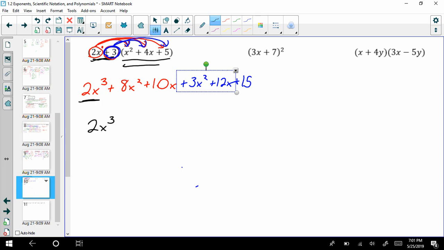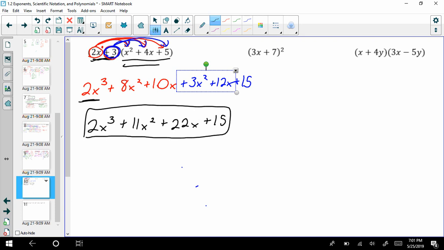Now let's do the squareds. I have 8x squared and 3x squared, so 11x squared. Now let's do the x's, 10x and 12x. So 22x, and then my constant, 15. The degree on this polynomial would be 3. That is the highest exponent.